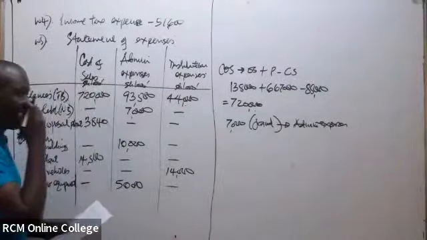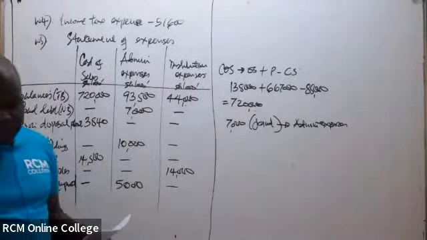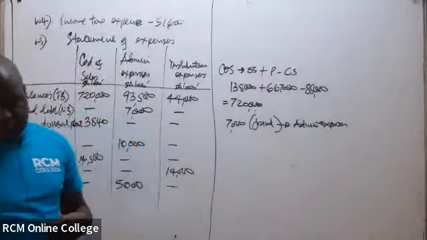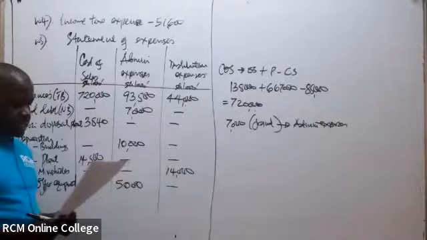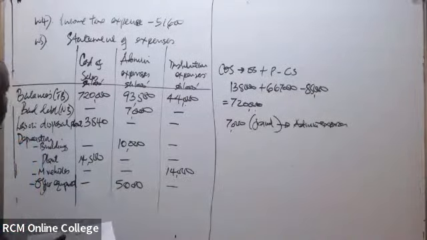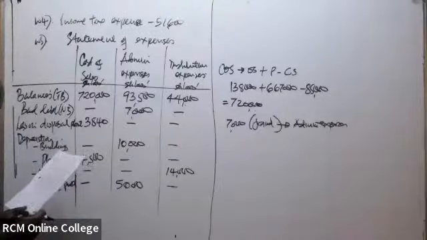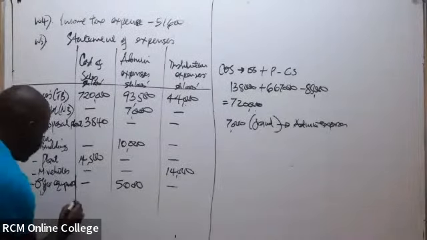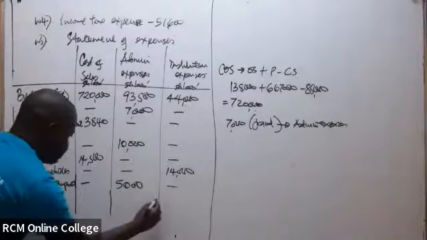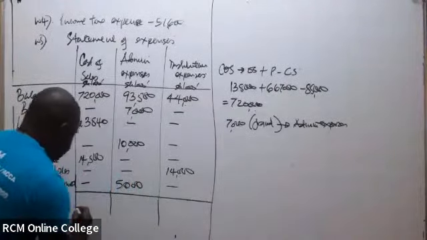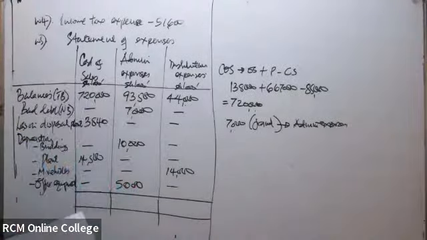So those are the items that will likely end up affecting the statement of expenses. I don't think there's any other item that will affect these particular expenses. So we can add and see how much we get as our totals.